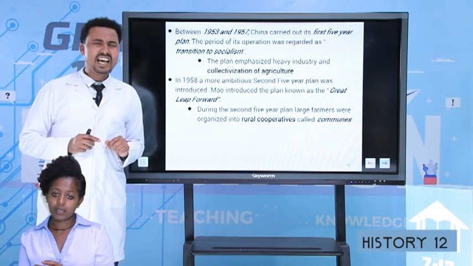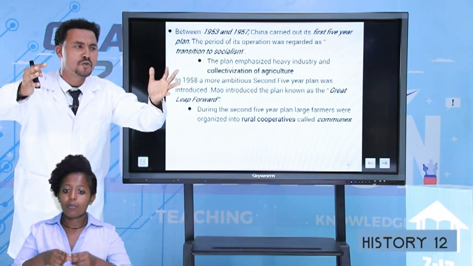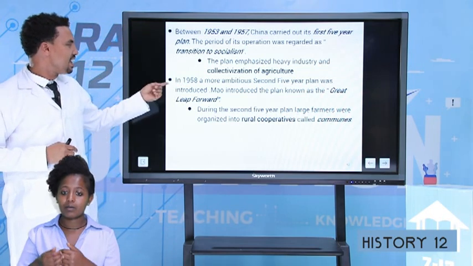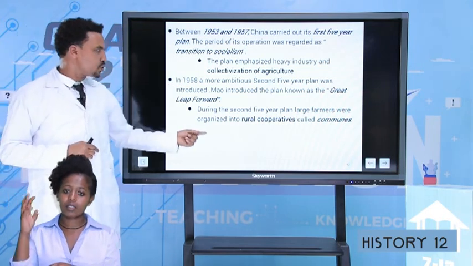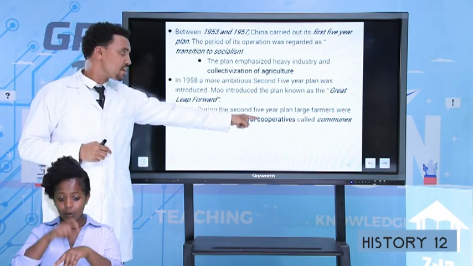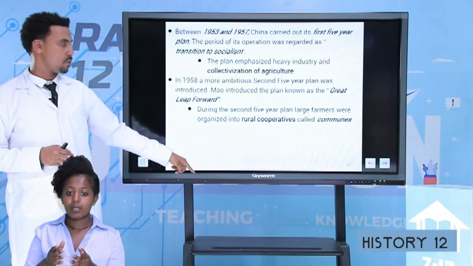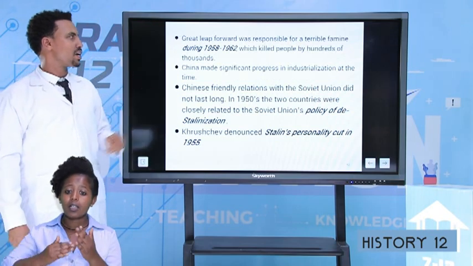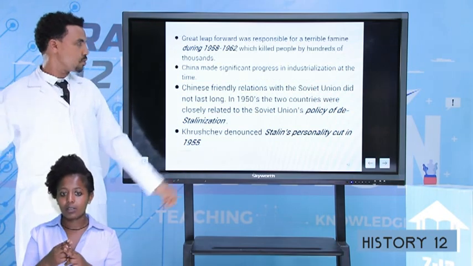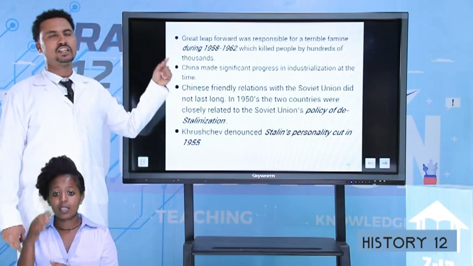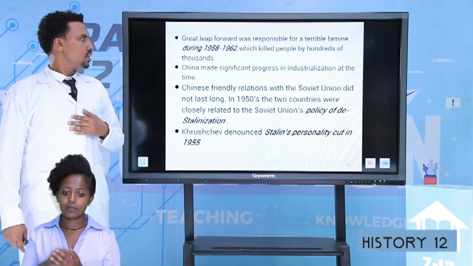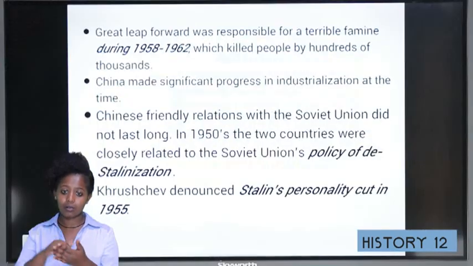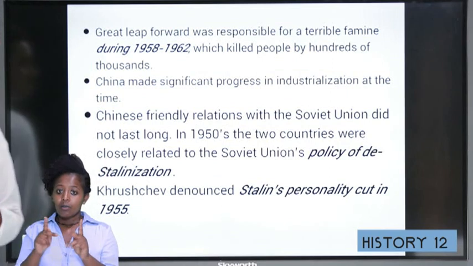In 1958, another more ambitious plan of Mao, the Great Leap Forward, was declared. Mao introduced this plan during the second five-year plan. Large numbers of farmers were organized into rural cooperatives and communes. But the Great Leap Forward was responsible for the famine in China from 1958 up to 1962, which killed hundreds of thousands of people in China. China at the time made significant progress in industrialization.